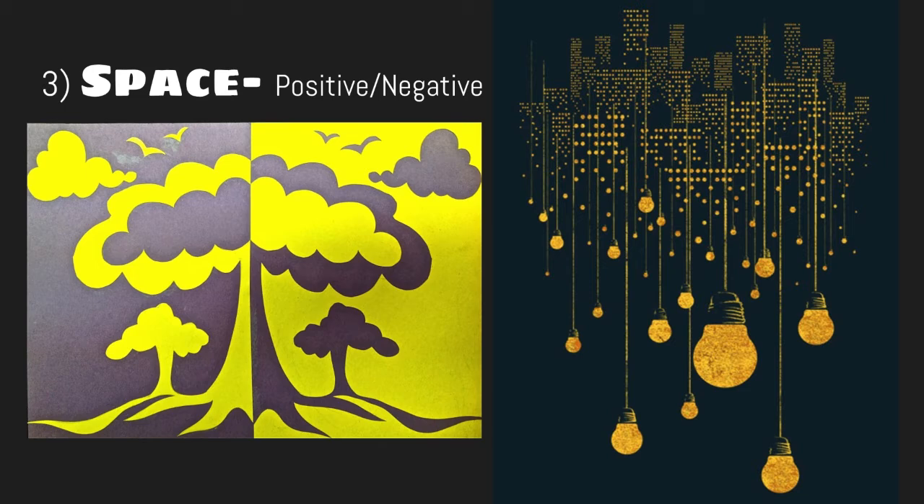So in most art, you kind of just neglect the background and you just focus on your main subjects. But in positive negative space art, you are actually paying attention to all of the spaces, not just the main subject spaces. You're also paying attention to the background spaces.